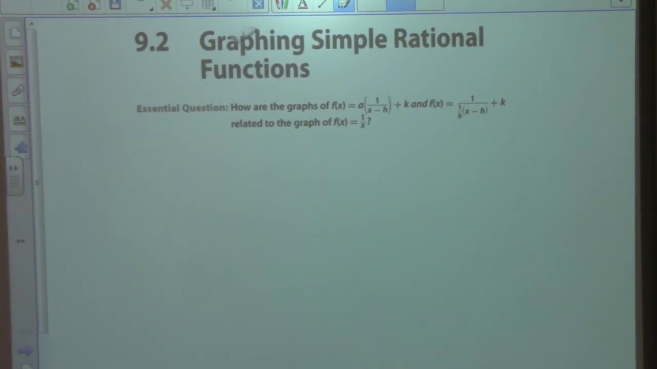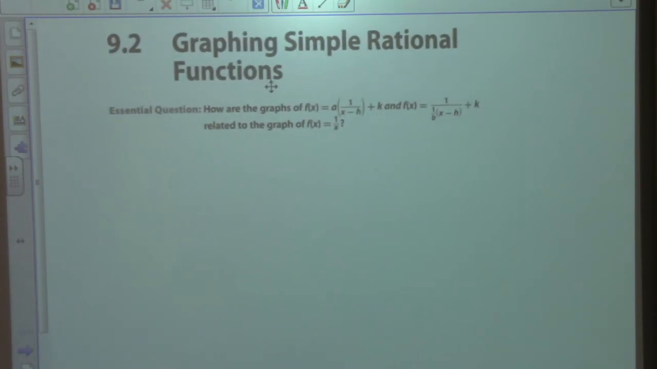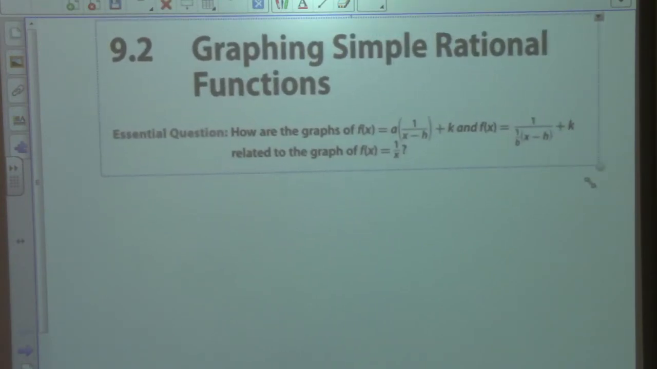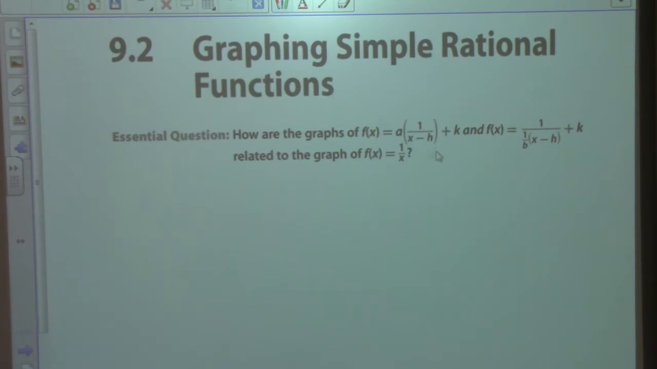And we start out with what they call an essential question. So important, essential. How are the graphs of f of x equals a times 1 over x minus h plus k related to the graph of f of x equals 1 over x? How are those related is the question.